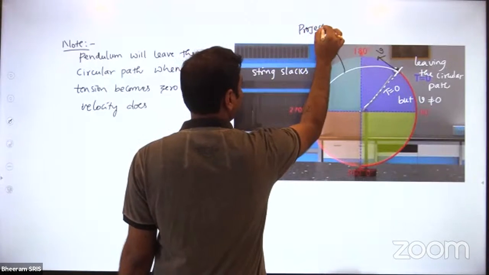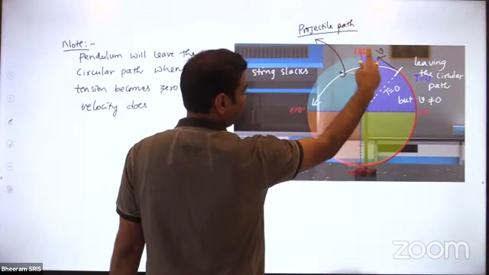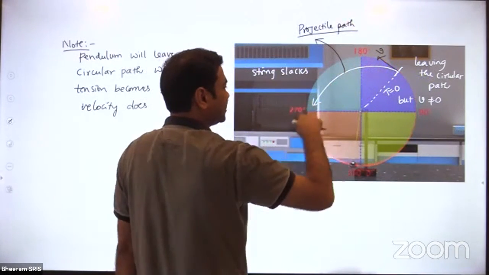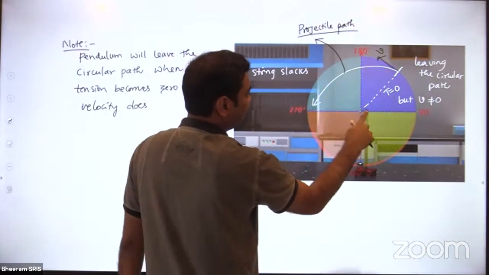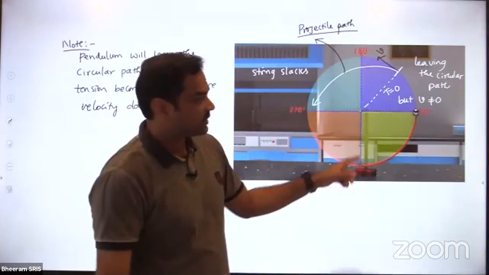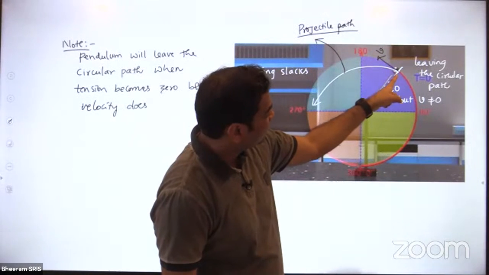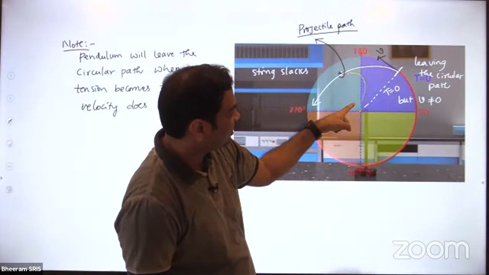Why is it called the projectile path? Because it has velocity. It's like something projected at some point on the ground. Then it will go in a projectile path. No tension acting. See, in this entire journey, the string is loose. Observe carefully. This is the pendulum. The pendulum has the velocity. Okay? So tension is 0, it will leave the circular path. Now the string is loose, no tension acting.